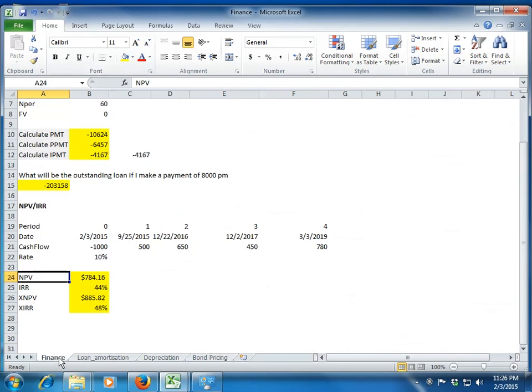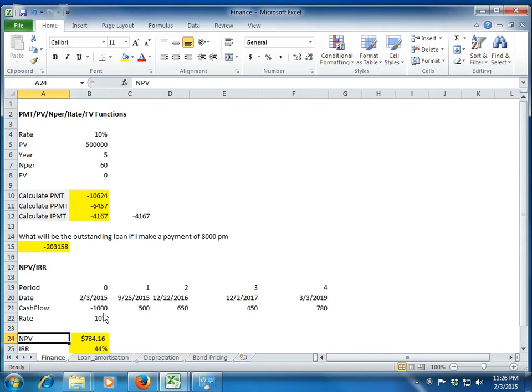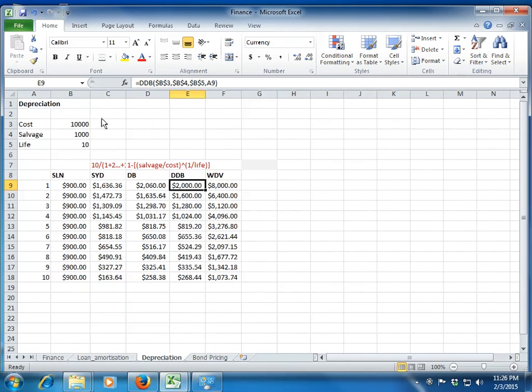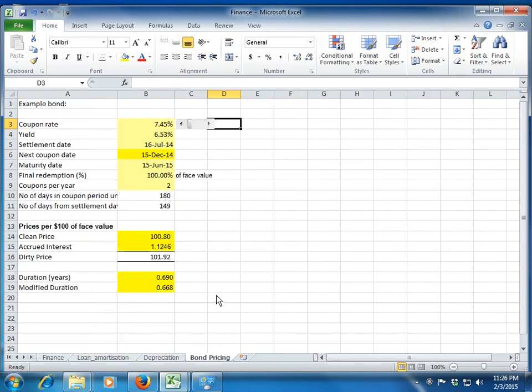So we have the NPV and IRR functions, and the functions to calculate your interest amount, maturity amount, etc. We now also know how to create this amortization table just by using 2-3 formulas. We also know what the different depreciation methods available in Excel are, and finally the bond pricing.